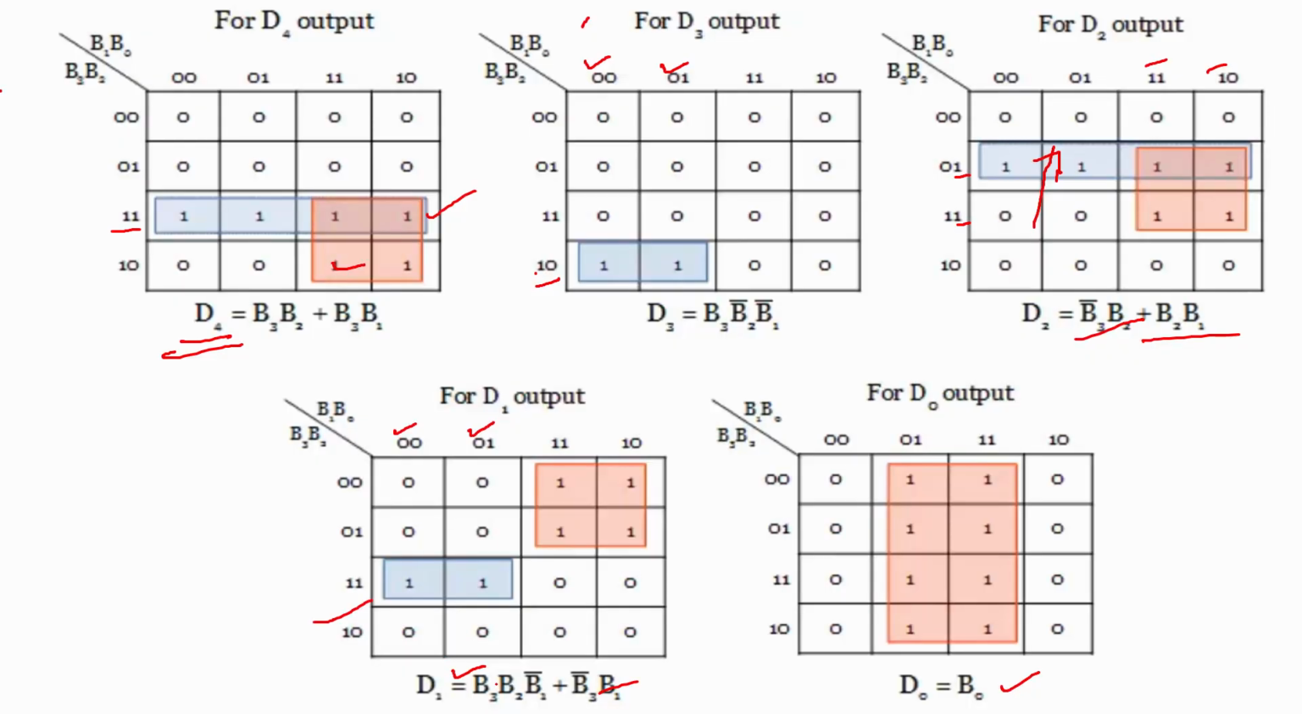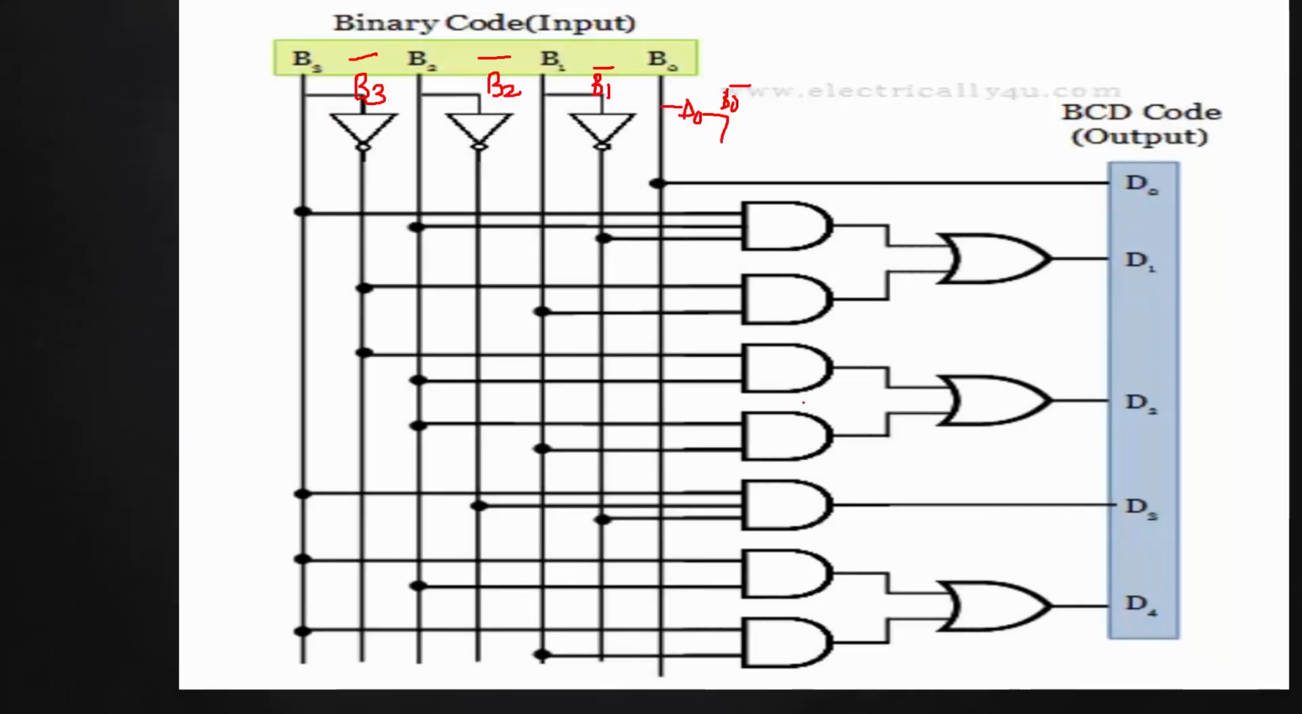Next, for D4, the expression is B3 and B2, or B3 and B1. So this is a product term. Take these inputs to an AND gate and its output is ORed with another product term, that is B3 and B1. Okay, so pass B3, B2 as inputs to one AND gate, this one.